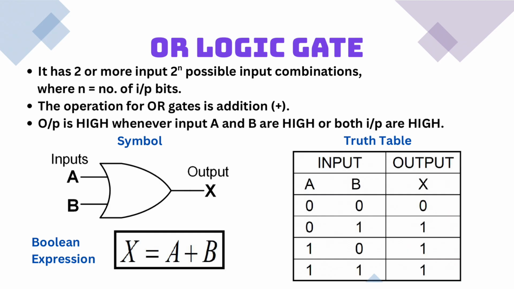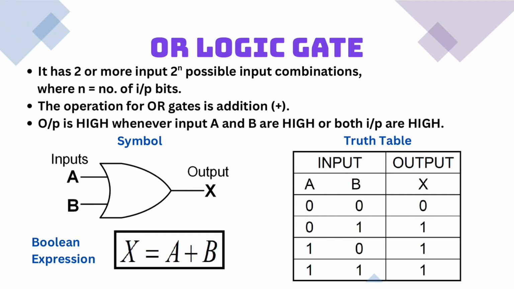Now let's take a look at the truth table. Knowing the number of inputs n equals 2, the possible combinations are 2 to the power of 2, which equals 4, giving 4 possible combinations. The truth table shows all the possible input combinations and their corresponding outputs.